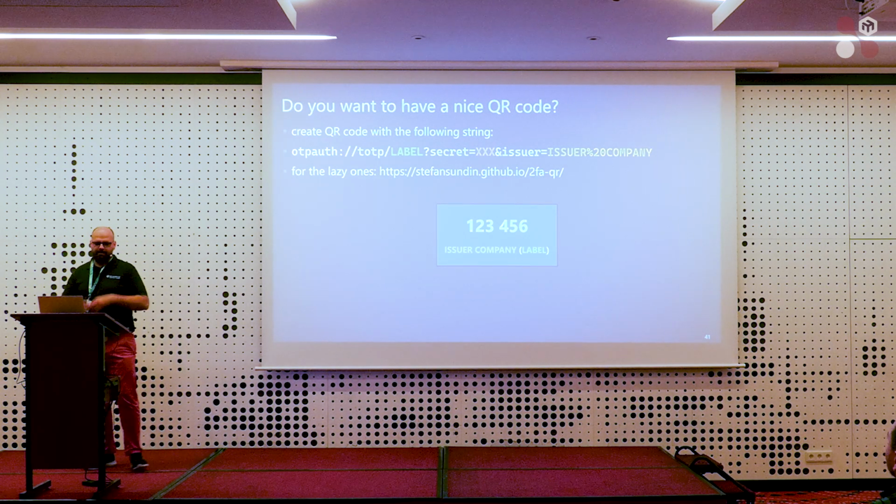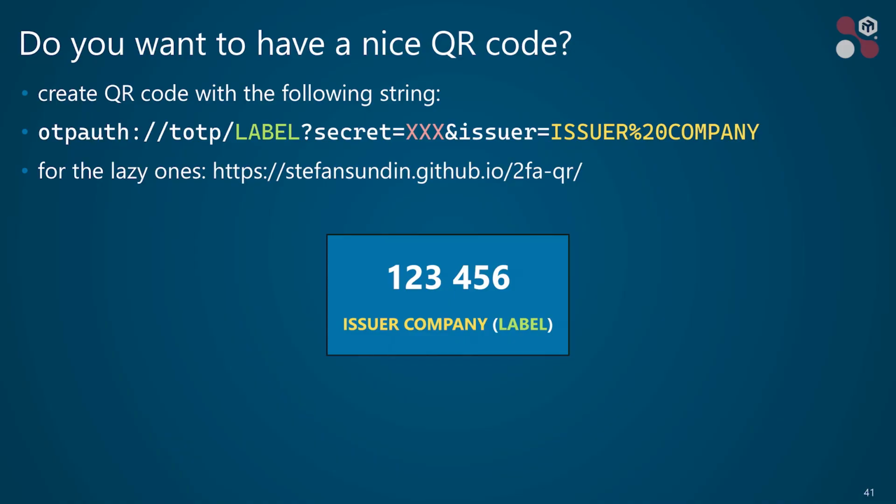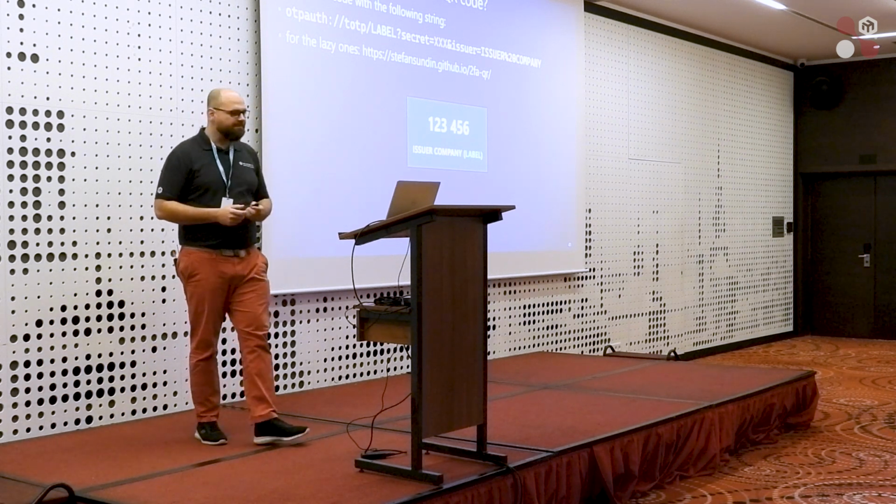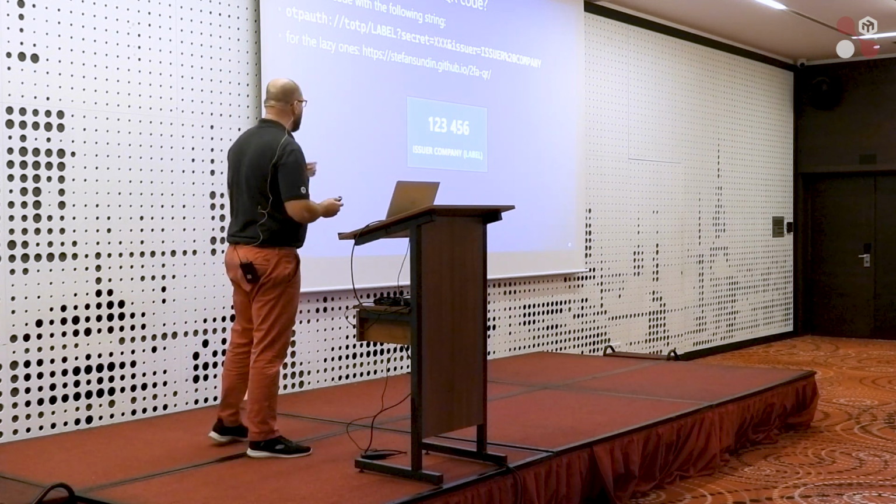So this is the text, and or if you are lazy as me, you can use also this guy's GitHub project. You just write the secret there, and it will generate the QR code for you. It's open source, probably you can trust it. Okay, so this is how to enable the TOTP.